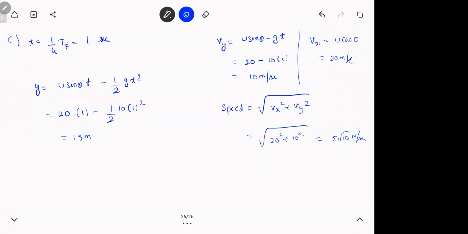Remember, whenever someone asks you speed in a projectile, be a little careful. You have to find both Vx and Vy and square them and add them. In 1D you never had this problem because v means final speed. But here you're finding two speeds in two directions. So i cap, j cap will come. Any doubts on this thing, please ask me.